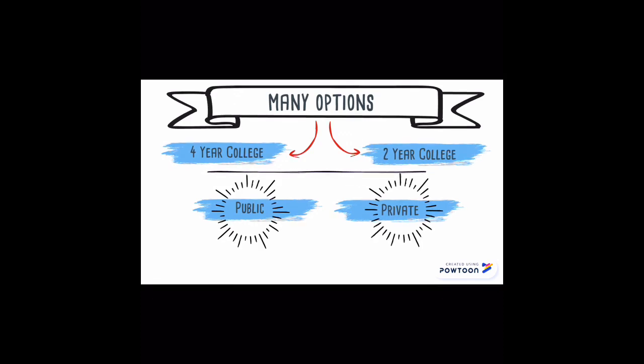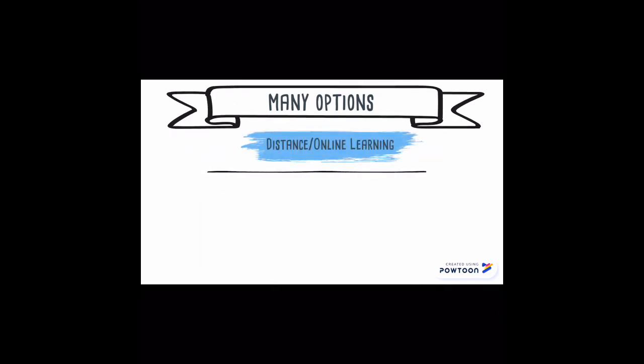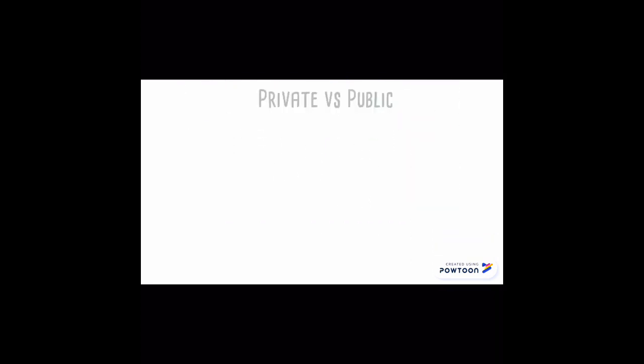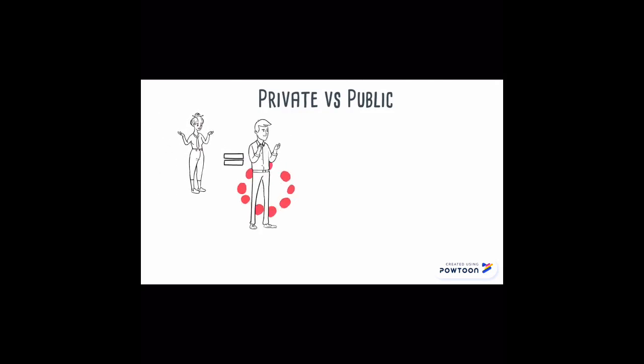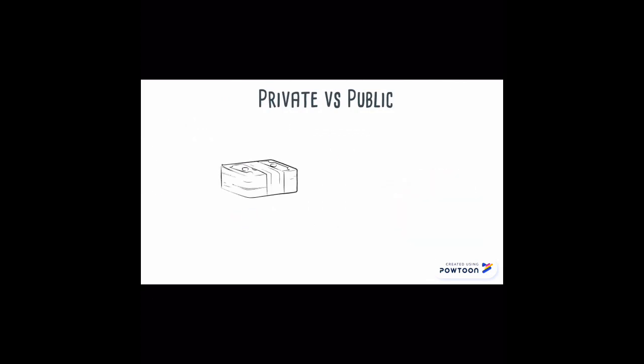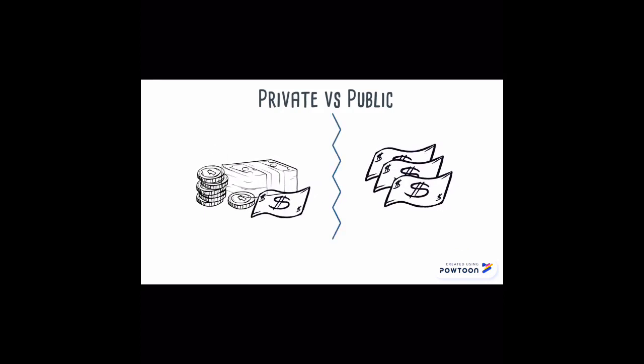If you work or something does not enable you to physically attend campus classes, there's an option of distance online learning. Distance online learning allows access to classes anywhere, anytime, on any device, such as laptops and even tablets or desktops. The difference between private and public schools: private schools have a smaller student-to-teacher ratio compared to public schools. Although both private and public will cost thousands of dollars, private schools usually tend to be more expensive.